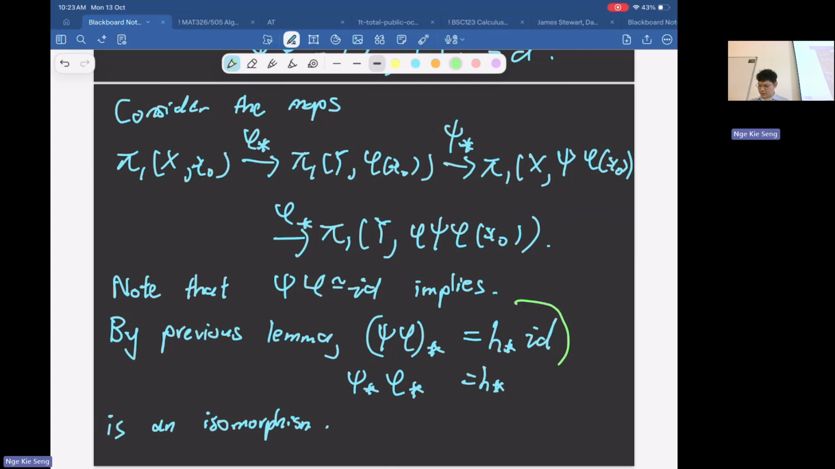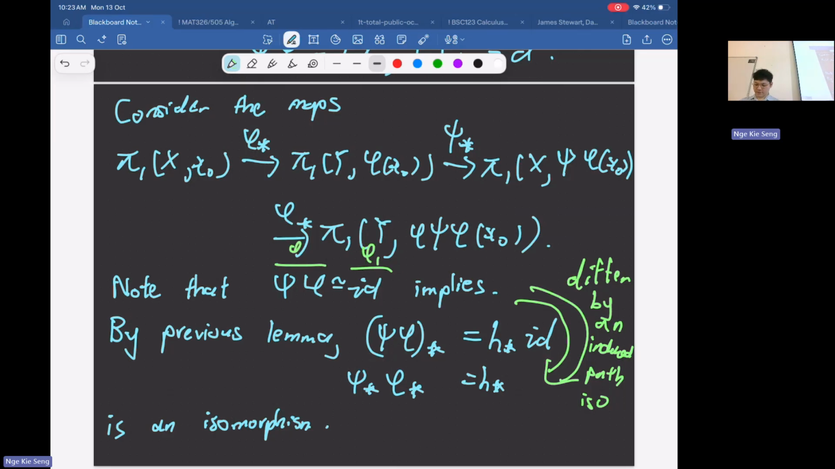So here this implies that they differ by a path-induced isomorphism. So just now we got the phi 1, and here is the phi 0, in the previous lemma. Does it make sense?